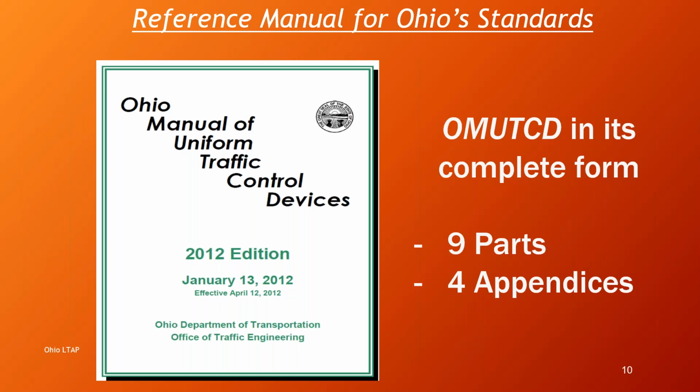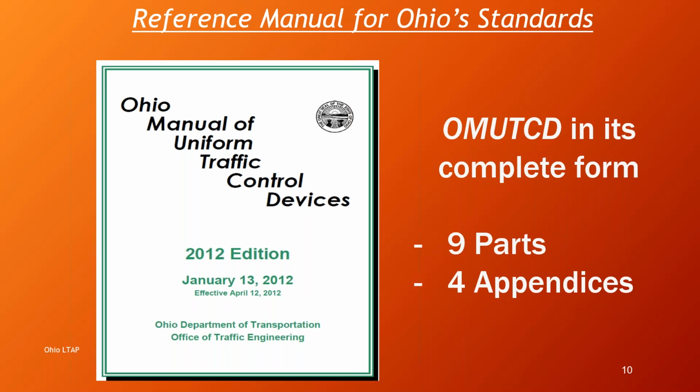And so each state in the United States has the option. They can either just abide by the national manual, or they can publish their own manual that goes above and beyond the national manual. And so that's what Ohio has elected to do. So in Ohio, we abide by the Ohio Manual of Uniform Traffic Control Devices. And the picture on the screen is what the current manual looks like. It's the 2012 edition, the latest edition. And there are 9 parts to this manual.